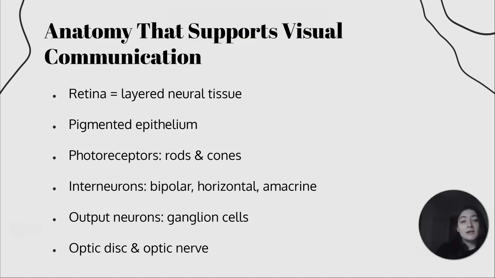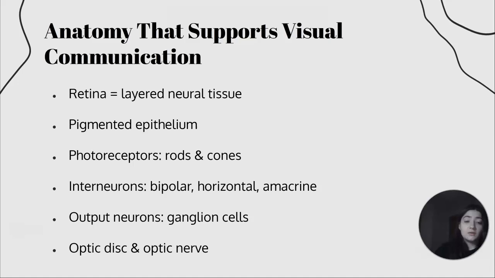These cells help detect light, but they do not produce action potentials. Instead, they communicate using graded changes in neurotransmitter release. Next after that are the interneurons. These mainly include bipolar cells, horizontal cells, and amacrine cells. Bipolar cells act as a direct relay between photoreceptors and ganglion cells. Horizontal and amacrine cells allow communication between neighboring pathways, which helps refine visual signals through processes like lateral inhibition.